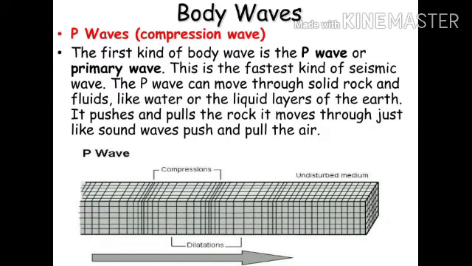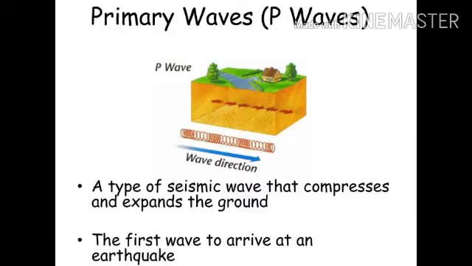First, P waves. These are earthquake waves known as primary waves. They are longitudinal waves. The direction of movement and direction of oscillation, which we can say swinging, is the same. They can travel in solid, liquid, and gaseous media.